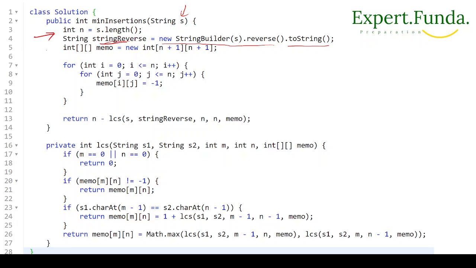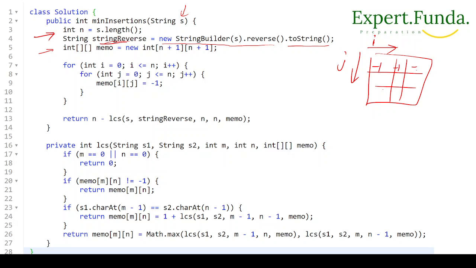After this, we will take a memo function, right? So this memo array will take the same size, n+1 and n+1, which means this is a matrix like this. Okay, and for all i and all j, this is your i and this is your j, right? And we will initialize actually -1 for all the values. Initially all values are -1, as you can see. We'll perform like this. Okay, this is your memo.